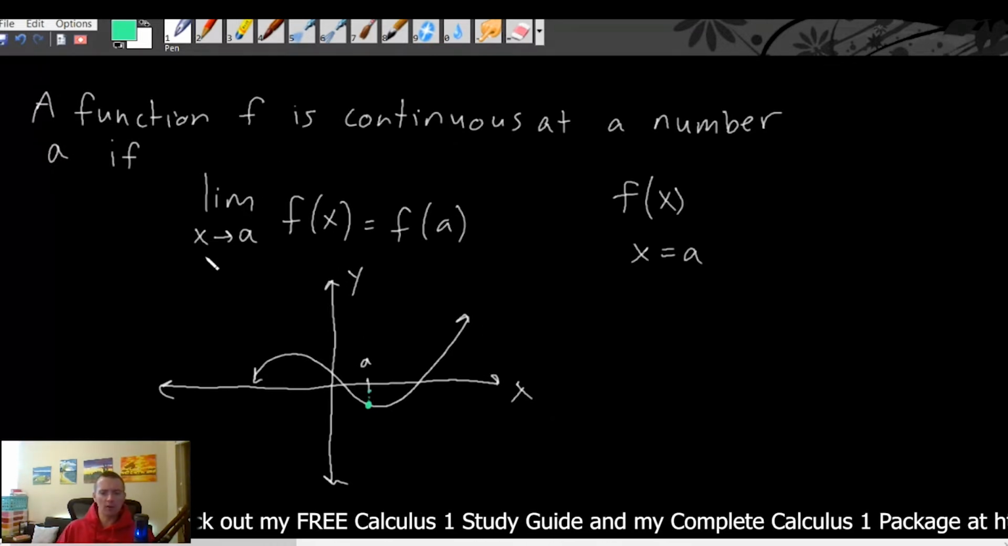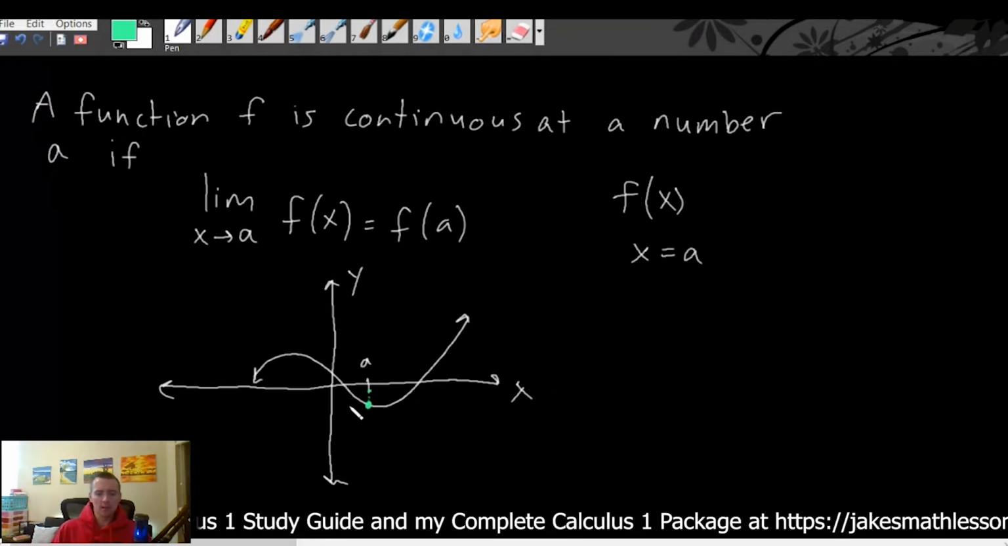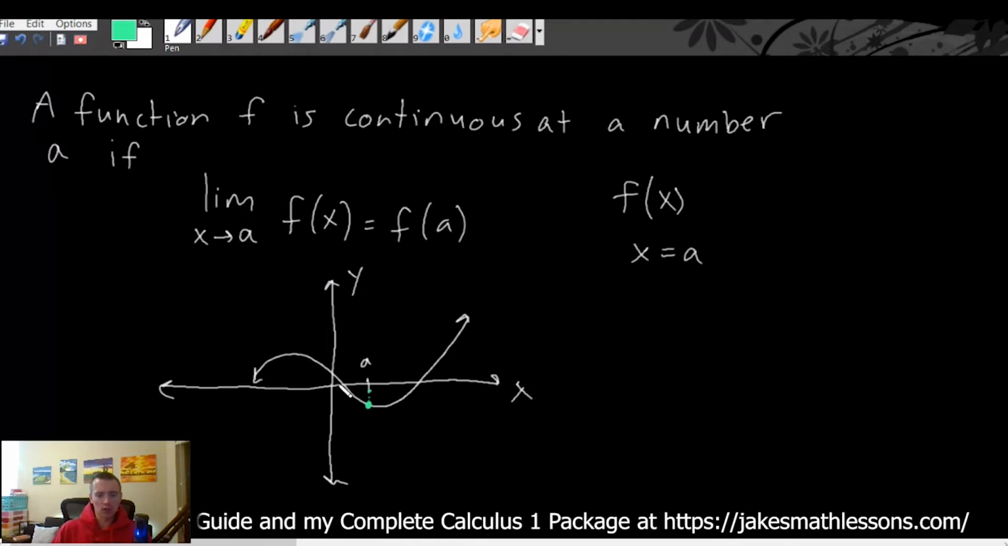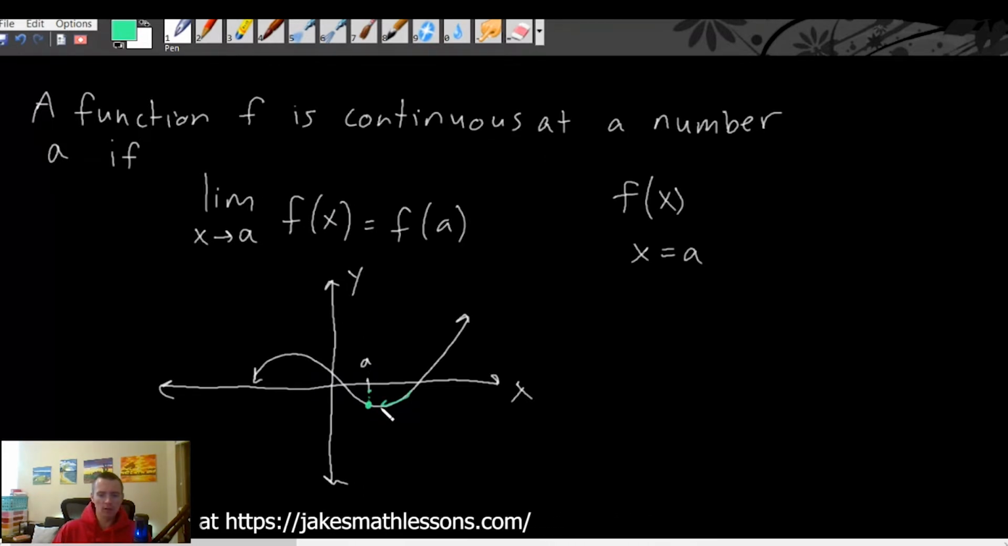This left side of our equation, the limit as x approaches a of f of x, is saying, if we imagine traveling along our function from both sides, as we get closer and closer to this x value of a, what y value are we getting closer and closer to? What output of our function are we approaching as our x value approaches that a value?